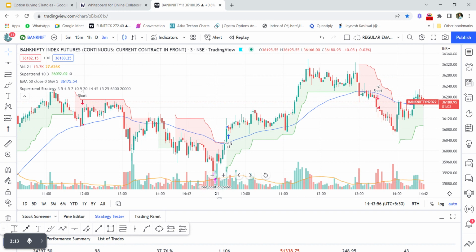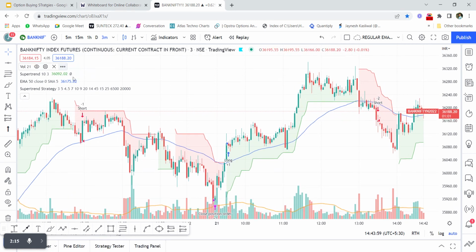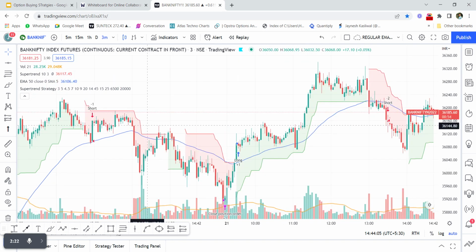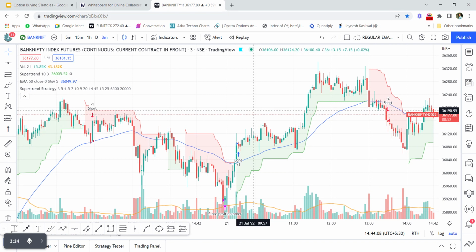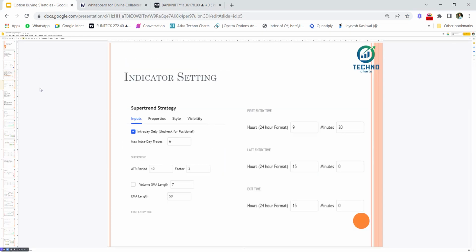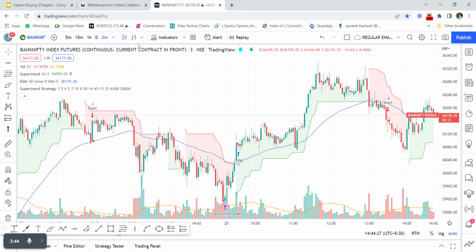So as you can see here, as soon as we click on the indicator, we see buy and sell signals getting generated. These buy and sell signals are basically for you to buy and sell the options. So for example, if the indicator is generating a long signal, that means we have to buy a long or call option that is nearest to 200 rupees. Okay, so what is the logic behind the indicator? We'll just go and check.